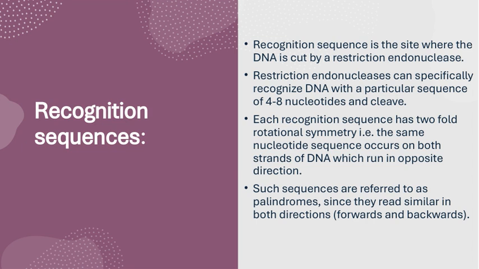These symmetrical sequences are known as palindromes because they read the same forwards and backwards. Recognizing these palindromic sequences is crucial because it explains how restriction enzymes identify their target sites with high specificity. Connecting this to the overall theme, understanding these recognition sequences helps us grasp how enzymes can precisely cut DNA, which is fundamental in genetic engineering and molecular cloning.